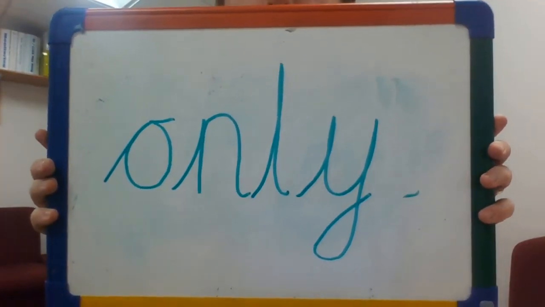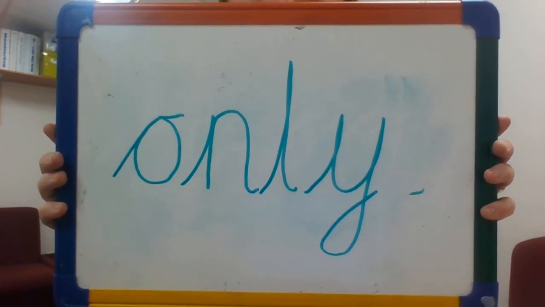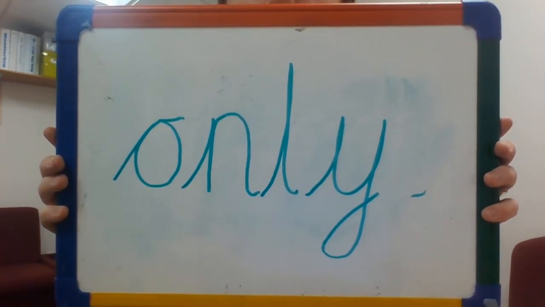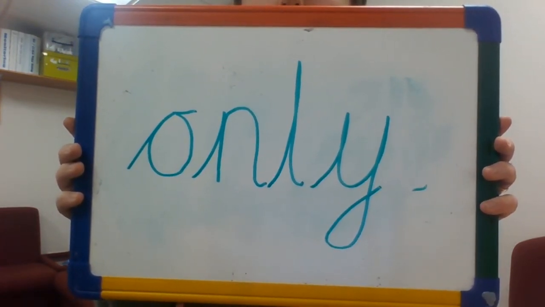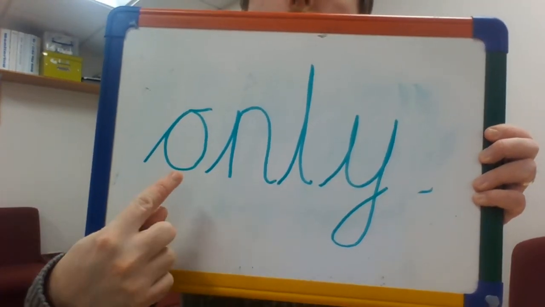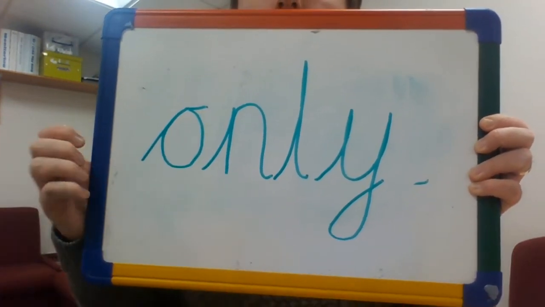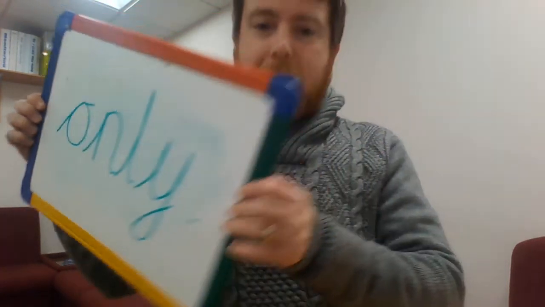Now, let's have a look at the next word. Give this one a read for me. See if you can. Does anybody know what that word is? That's right, that word is only. O-N-L-Y. Only. Have a go now and see if you can write the word only. How did you get on? Did you manage to write only? Well done if you did. If you did manage to do that, then put a tick in that box.